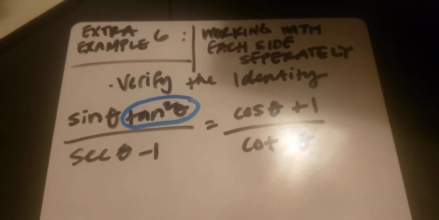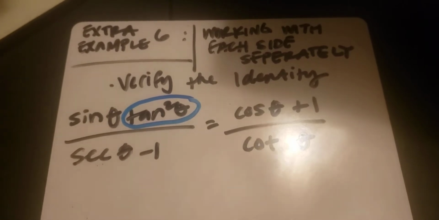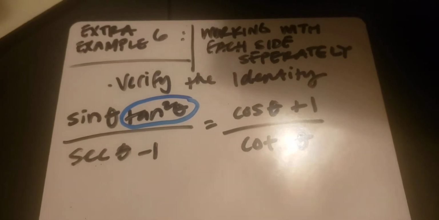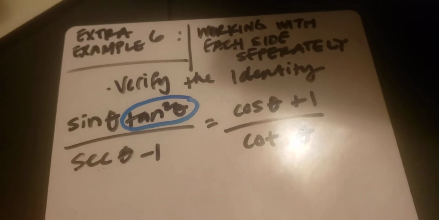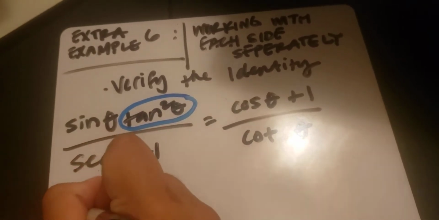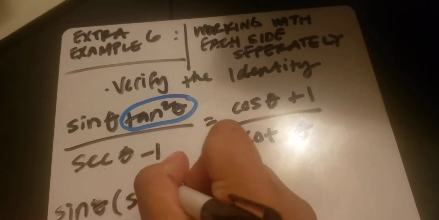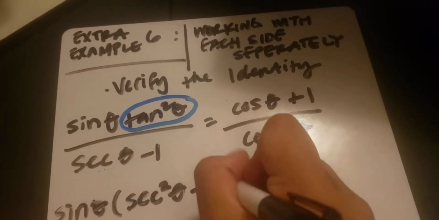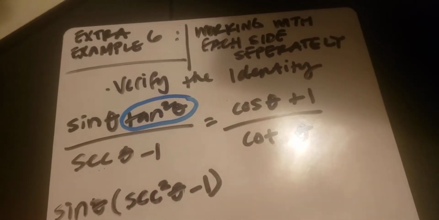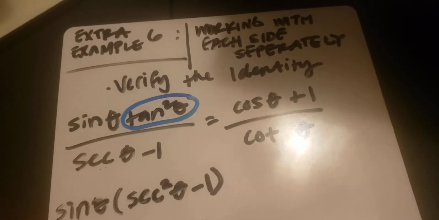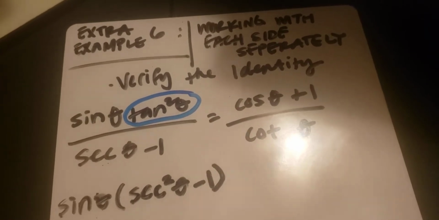So I can rewrite tangent squared theta as secant squared theta minus 1. So here we go: sine theta times secant squared theta minus 1. And again, I get that from the Pythagorean identity: 1 plus tangent squared equals secant squared theta.